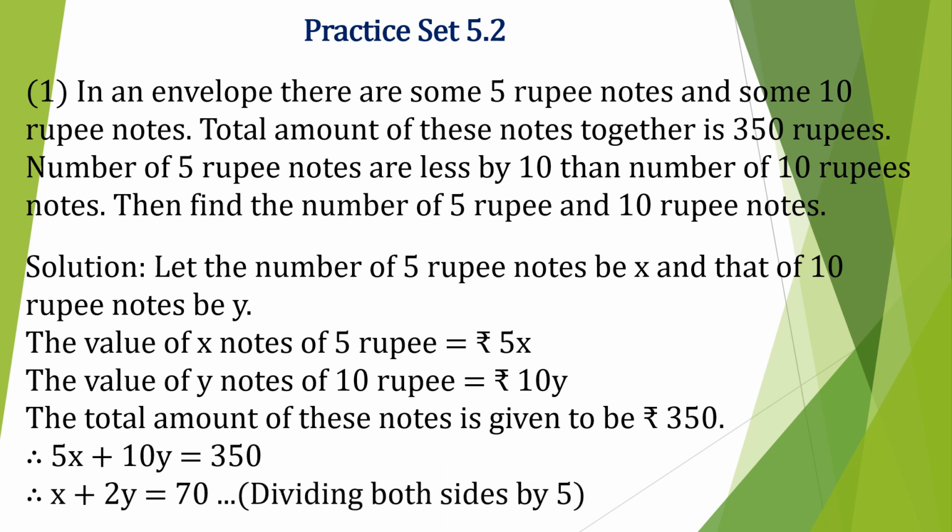So student, you can simplify this equation, all the terms are divisible by 5. So dividing both sides by 5, you'll simplify and write the equation as, therefore x plus 2y is equal to 70. Is it clear? So this is your first equation. We'll put it as equation number 1. Therefore x plus 2y equal to 70 is your equation number 1.